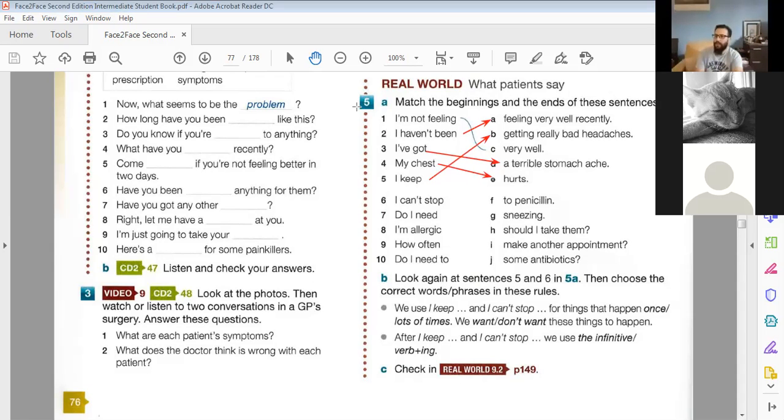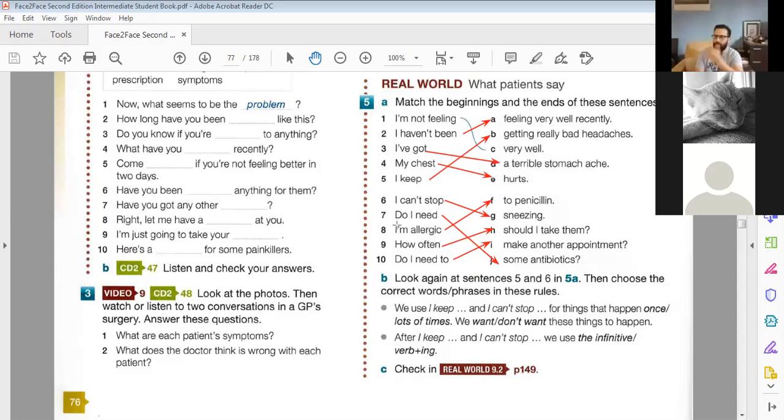Right. Okay. And in the second group, we have I can't stop sneezing. I think so. Do I need some antibiotics? And I'm allergic to penicillin. How often should I take them? And do I need to make another appointment? So these are common things patients say.